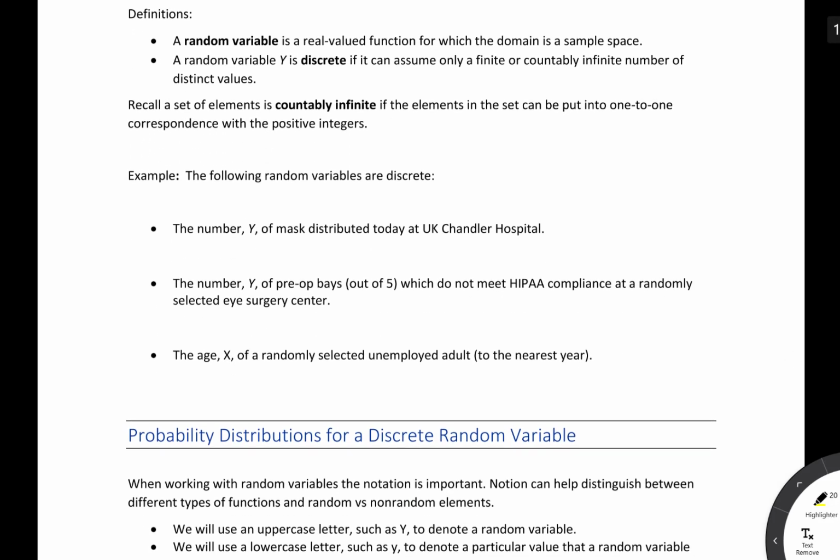We're going to look at a couple different examples here, and we'll talk about what the sample space is for each of these. Each of these random variables is going to be discrete. Our first one is the number Y. Notice Y is capitalized here. We're going to call that a random variable. It's the number of masks distributed today at UK Chandler Hospital. So the question here is, what are the possible values?